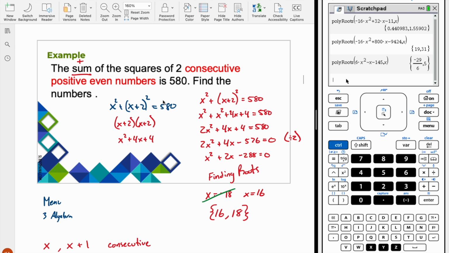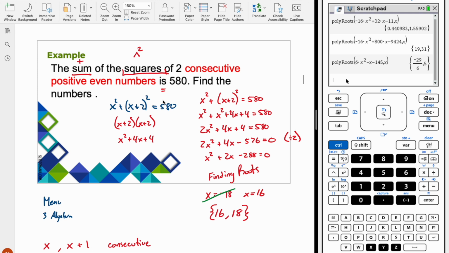And we're also looking at the square of those numbers, which means whatever we're going to do, it is going to be to the second power. So if we are looking at x, it would be x to the second power. Since we are looking at the other consecutive even number, x plus 2, that would also be to the second power. Our answer is 580. We go ahead and set up our equation.